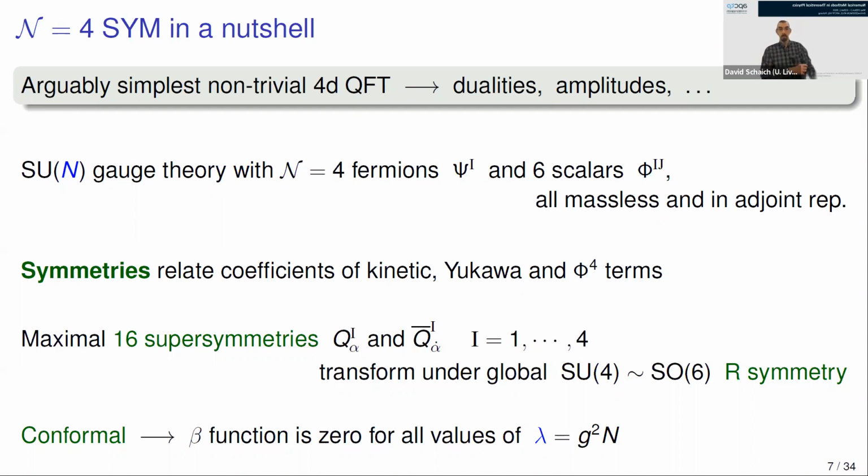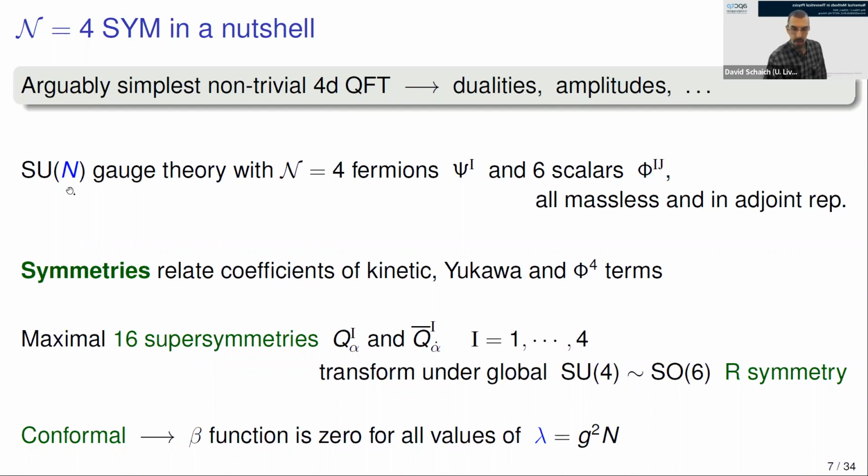Finally, the theory is conformal. It does not just have a conformal fixed point, it is exactly conformal at all values of the gauge coupling, which we will represent as this 't Hooft coupling lambda, so the number of colors N multiplied by the gauge coupling g squared. And because of all of these symmetries, the only parameters in the theory are this coupling and the number of colors, the non-calligraphic N.